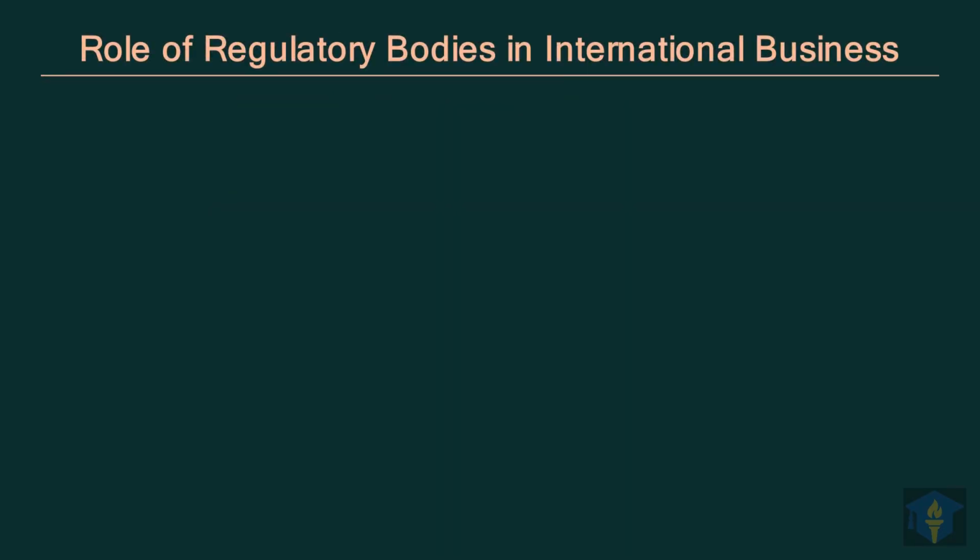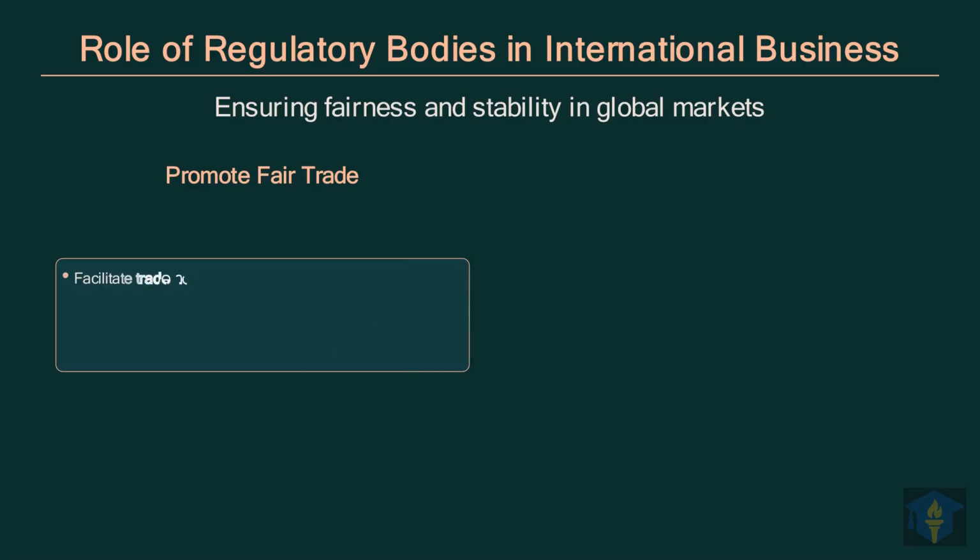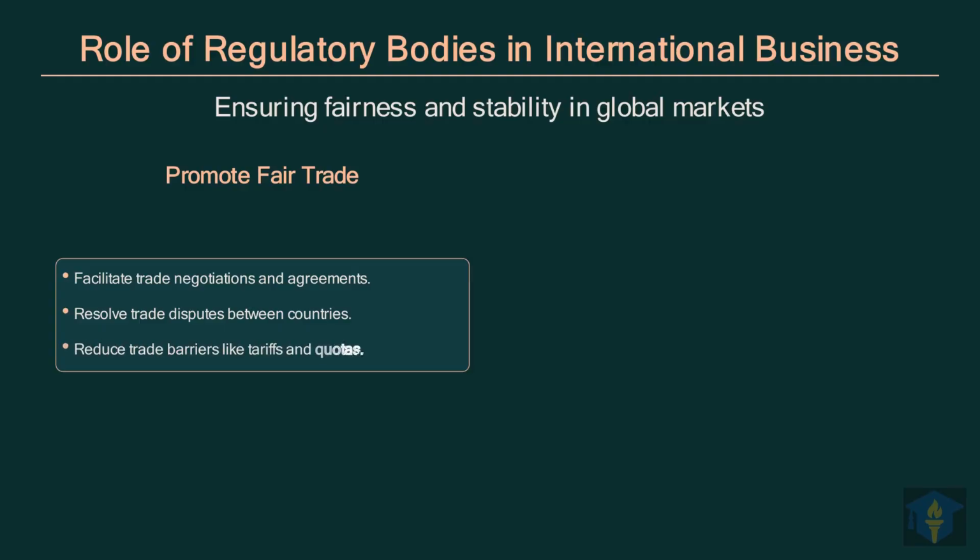Let's examine the role of regulatory bodies in international business operations. Their primary function is ensuring fairness and stability in global markets for all participants. One key role is to promote fair trade between nations and businesses. They facilitate important trade negotiations and agreements between countries. These bodies also resolve trade disputes that arise between different nations. They work to reduce trade barriers like tariffs and quotas that hinder commerce.